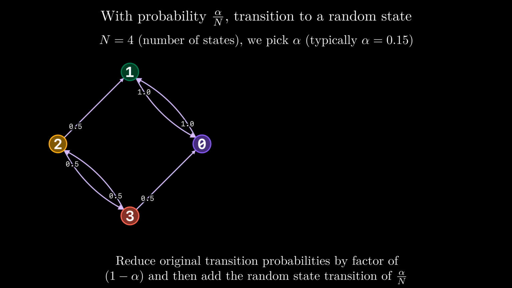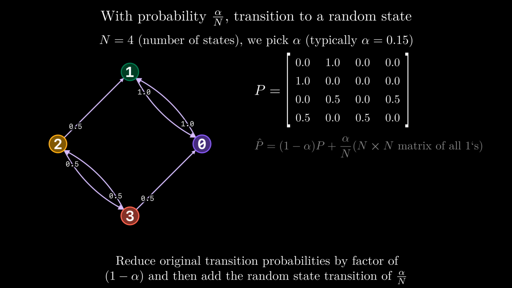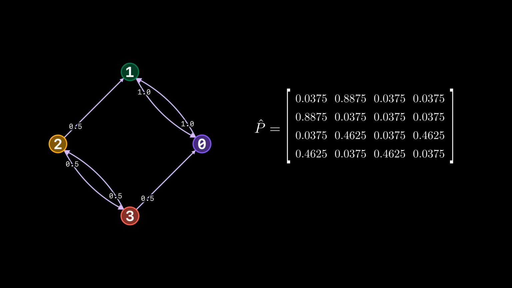Mathematically, what's going on here is we take our original transition probability matrix, multiply by the damping factor, and then add alpha over n times a matrix of all ones. Adding the weighted matrix of all ones simulates the idea of any random state being picked as the next transition. All PageRank involves is calculating the stationary distribution of this modified Markov chain.